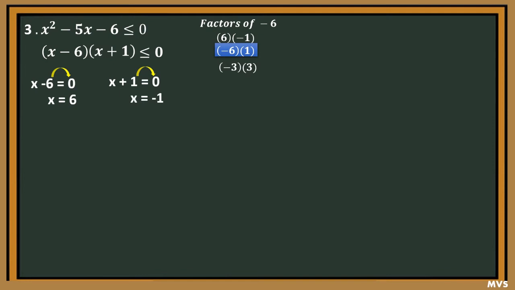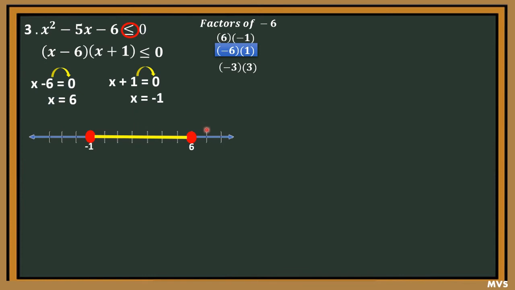Let us show that in the number line. Since the inequality symbol here is less than or equal to, therefore, we will use the solid dot. It means that negative 1 and positive 6 are included in the solutions. And the solutions are found at the center. Always remember, we have three regions: left, center, and right. So let us test now.